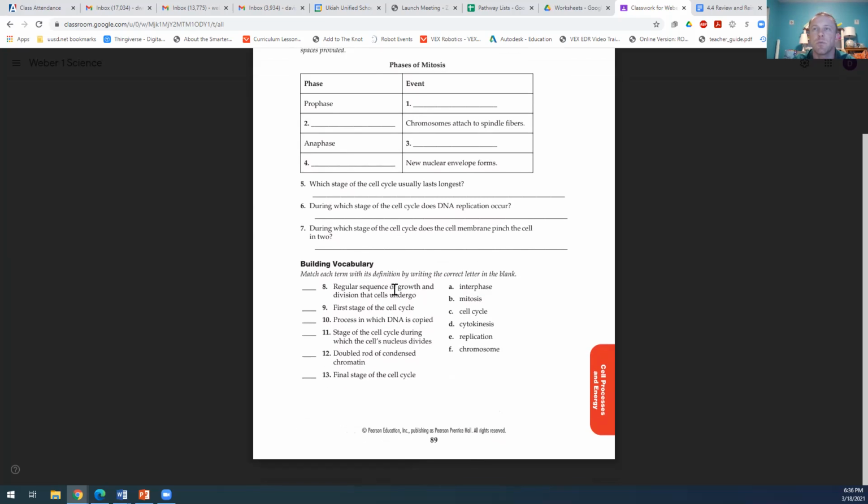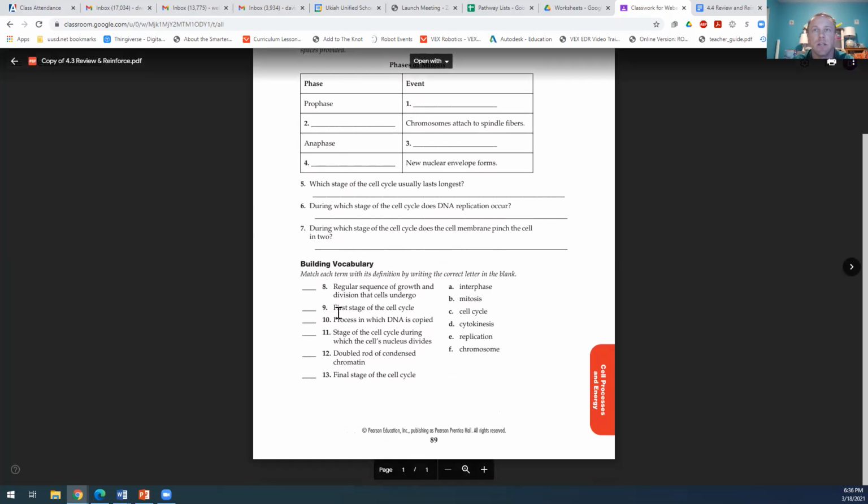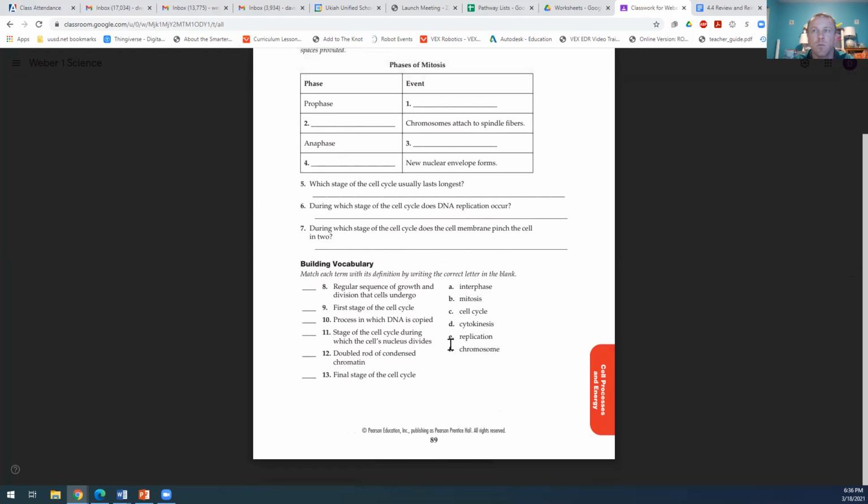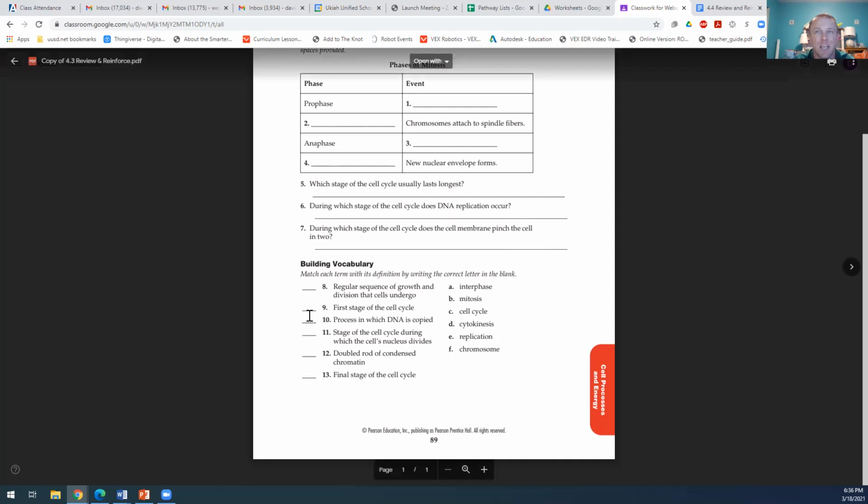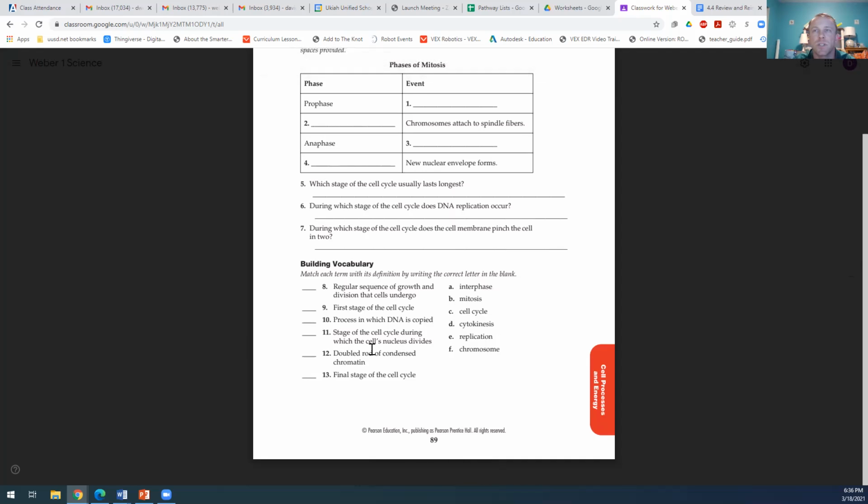8, regular sequence of growth and division of the cell cycle. That's cell cycle, okay? 8 is C. 9, first stage of the cell cycle. That's interphase, A. 10, process by which DNA is replicated or copied. Replication, E is 10. Stage of the cell cycle during which the cell's nucleus divides.